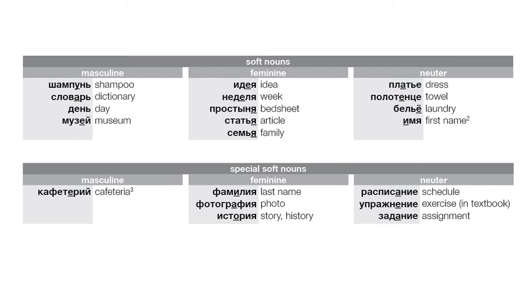Soft feminines end in ya, which is quite logical, right? Instead of ah, we have ya. That ya is marking any preceding consonant as soft, and it's showing us that these are soft feminine nouns. Повторите, пожалуйста.